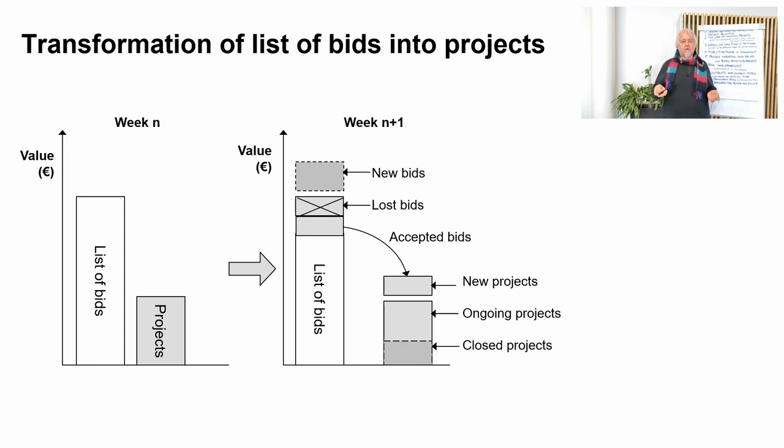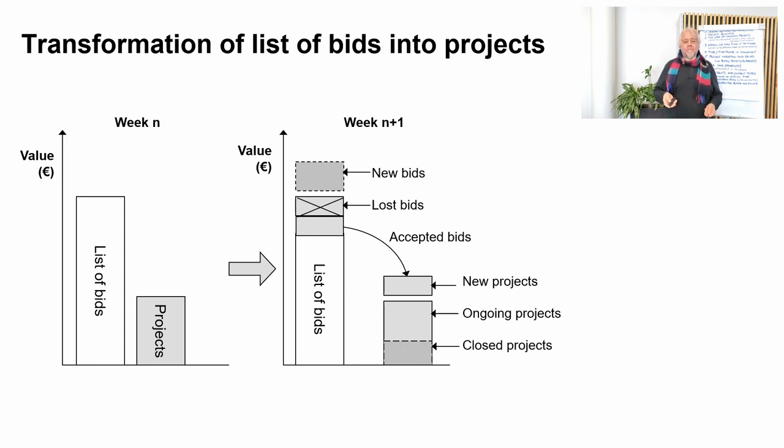Okay, then the logic of a project supplier firm of having bids out there to certain customers and having ongoing projects. This picture tells the situation about the bids and projects at week one, and then in a later phase, for example, week N plus one on the right side. So first we have bids worth a certain value of euros and projects with a certain value. And then in week one, we have new bids that we have sent out to new customers. Then we have lost bids. Some customers did select other suppliers. And then we have accepted bids, which customers have accepted. Then they turn from bids into new projects. Then we also have closed projects, which have been delivered to the customers, and then we move them out from this project list.